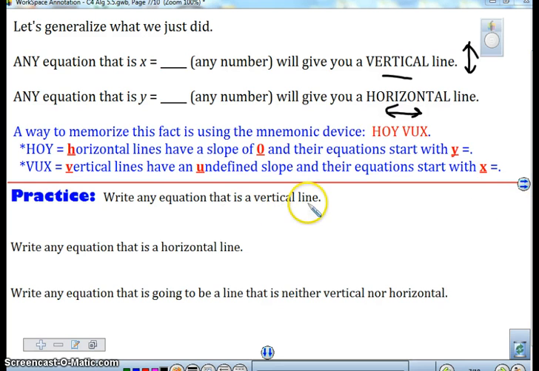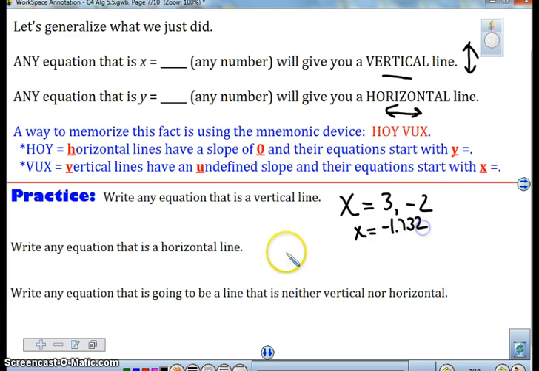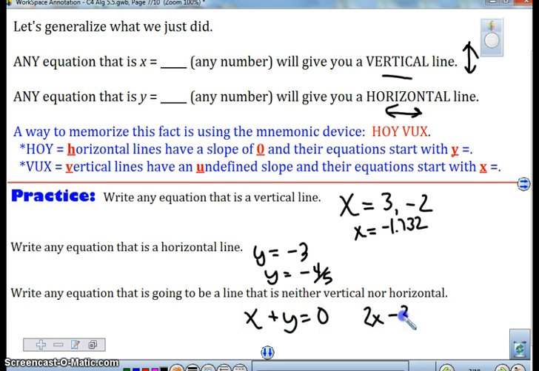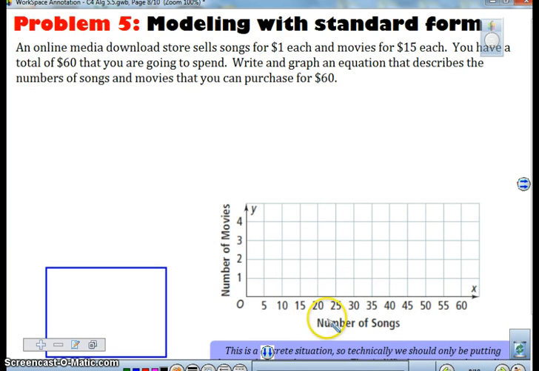It says write an equation for a vertical line if we're going to practice it. If it's vertical, the key thing is we want to think x equals, and it can be any number: x equals 3, x equals -2, x equals -1.732. If it's a horizontal line, y is equal to -3, y equals -4/5. If we're going to write an equation that's neither horizontal nor vertical, the key thing is that you have to have an x and a y and some other number. It could just be x plus y equals 0. It could be 2x minus 3y equals 7. All of those will be non-vertical or non-horizontal lines.